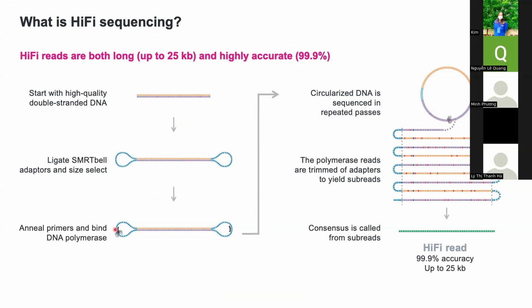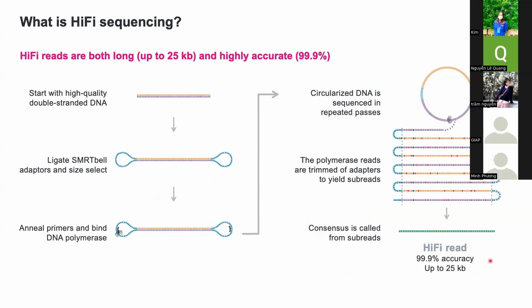And then we will anneal the primers with the DNA polymerase. And then after that, we will actually sequence this circularized DNA repeatedly. So we will sequence it multiple times to generate a lot of these different sub-reads. And then we will collapse all these sub-reads together to form a consensus sequence called a HiFi read.